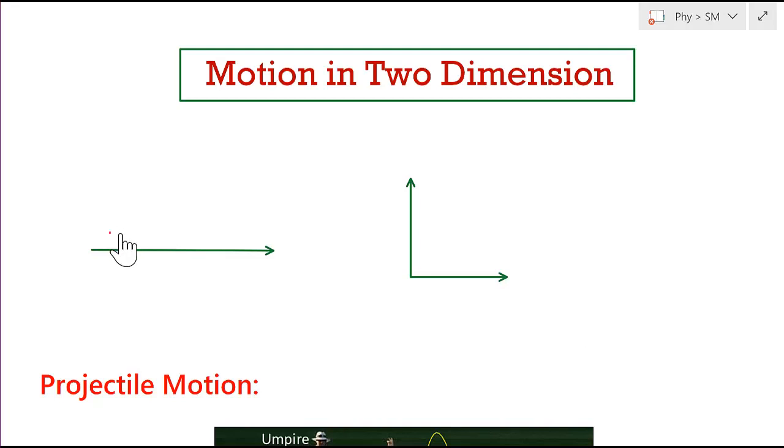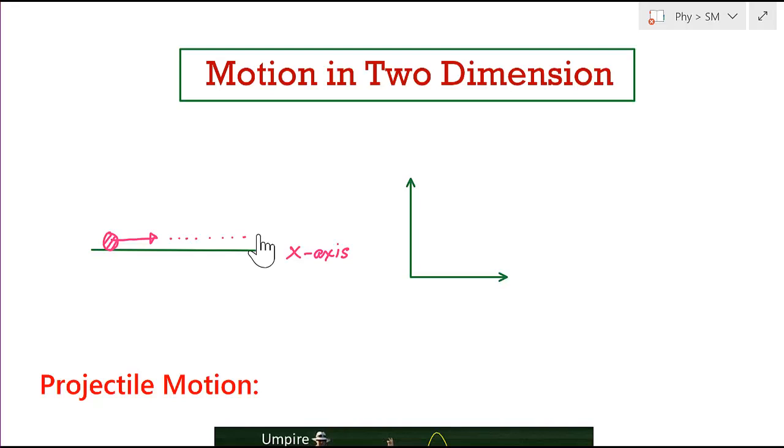For example, let's say I have an object and this object is moving along this axis. So this is my x-axis. This object is moving along the x-axis. So when I am analyzing this object, this is a straight line motion. The object is going in this straight line. So this is an example of one-dimensional motion.